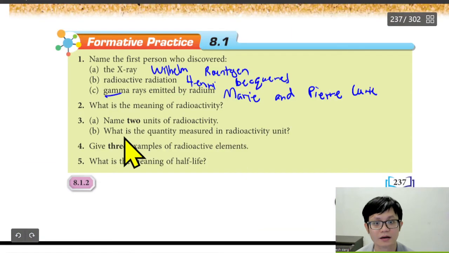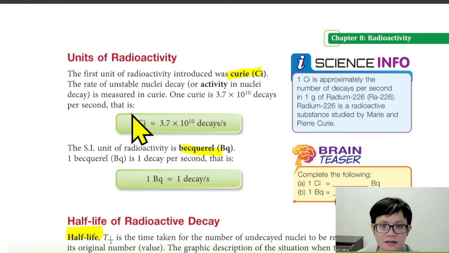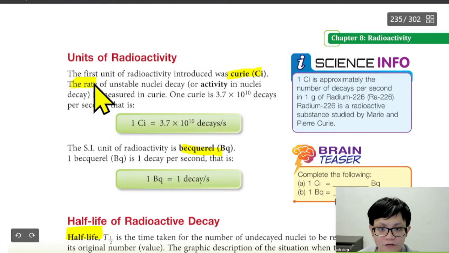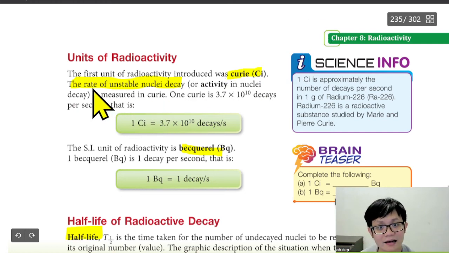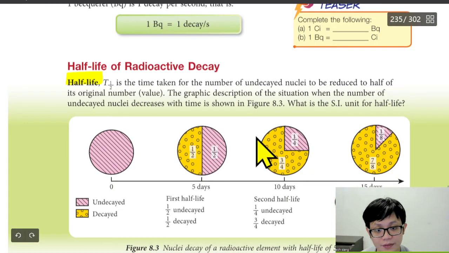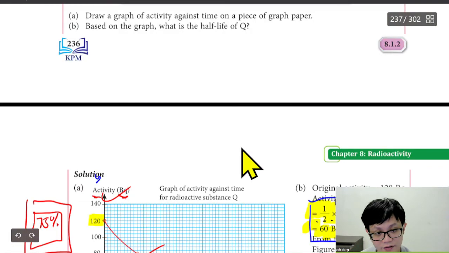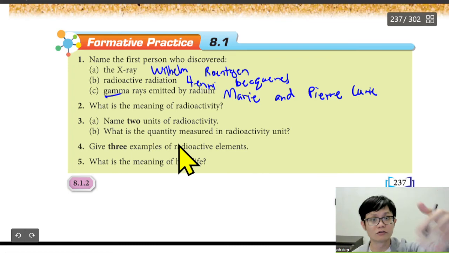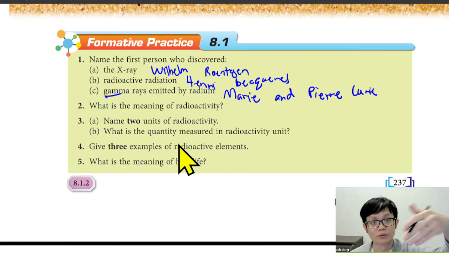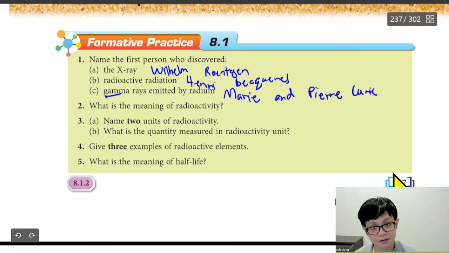What is the quantity measured in radioactivity units? The rate of unstable nuclear decay, or the decay of unstable nuclei. Same, the rate of unstable nuclear decay or the decay of unstable nuclei. So it's the same. So that's the rate. It means you want to count by how many decay, how many are losing mass and emitting out. So you want to count by those terms.